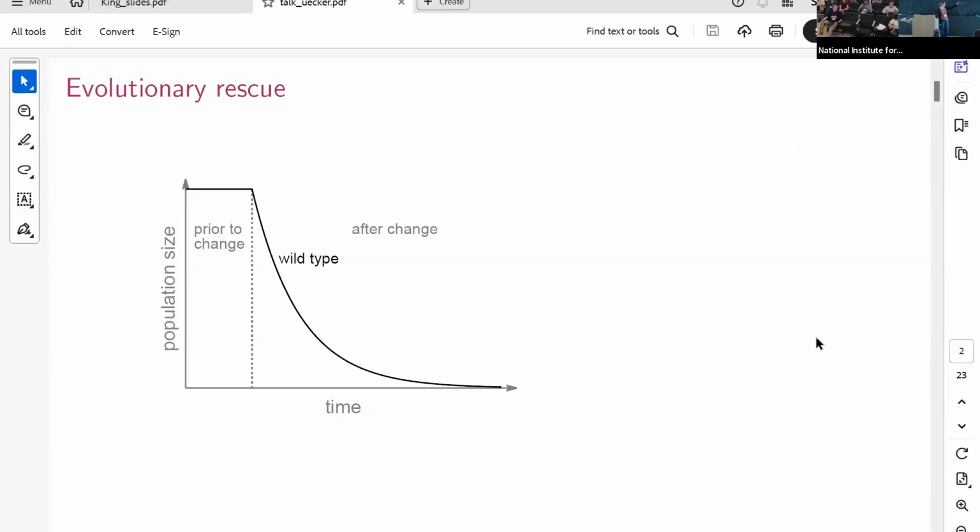What you can see here is the population size as a function of time. Prior to environmental change, the population is well adapted, so population size is stable. But then a change in the environment occurs, the population size declines, and the population is going extinct unless evolution rescues it. So it can happen that a rescue mutant appears in the population and the population size recovers. In that case, we are speaking of evolutionary rescue.